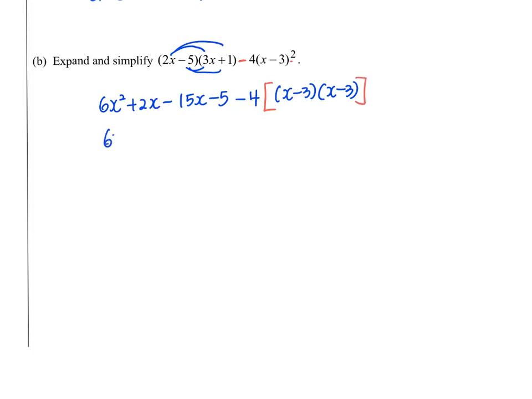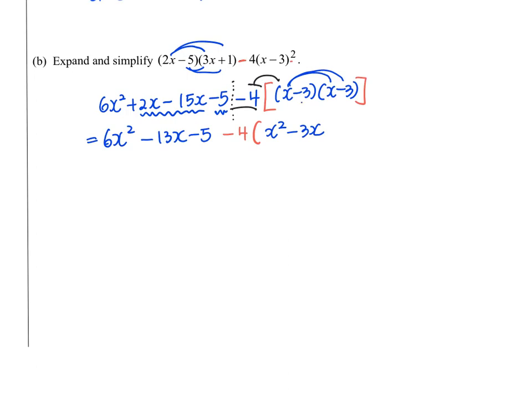So in the meantime, I shall simplify this one. 2x minus 15x, negative 13x. Minus 5, please do not tell me minus 5 minus 4. No, because this minus 4 needs to be multiplied to the bracket. So we shall keep it here first. So this is just until minus 5. Okay, then we subtract 4 times of, inside this bracket here, we have x times x, x squared, x times negative 3, negative 3x, negative 3x, plus 9. Now we're going to multiply in the 4.